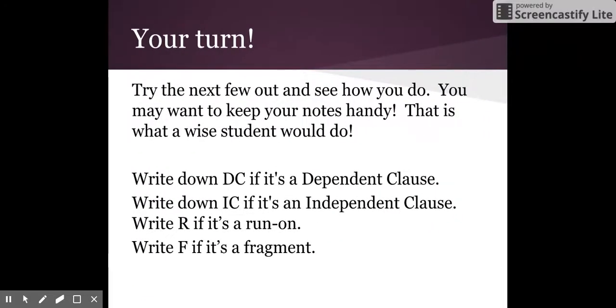So it's going to be your turn. You might want to write down these codes to help yourself for the next ones. You want to write down DC if the next phrase or clause is a dependent clause. If it's an independent clause, it has a subject, a predicate, and can stand on its own, it's an IC. You're going to write an R if it's a run-on, meaning it's a bunch of clauses that are just kind of attached without any correct punctuation. And you're going to write F if it's a fragment or a piece of a clause, meaning it might have a subject or it might have a predicate, but it will not have both.